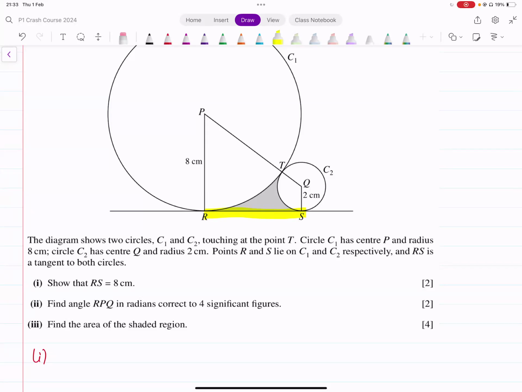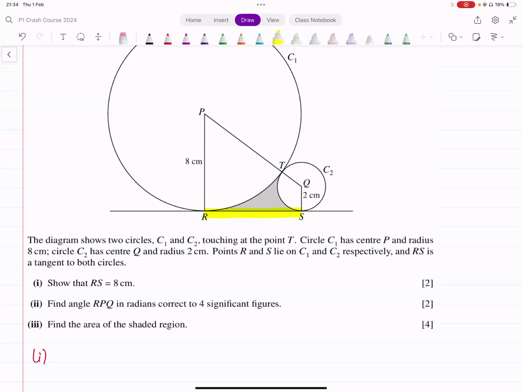Any idea? Sir, we can make a right angle triangle. This triangle or this triangle? Which triangle? No, sir, from Q to the PR line. Yeah, that's very good. We want to find this length, RS, right?